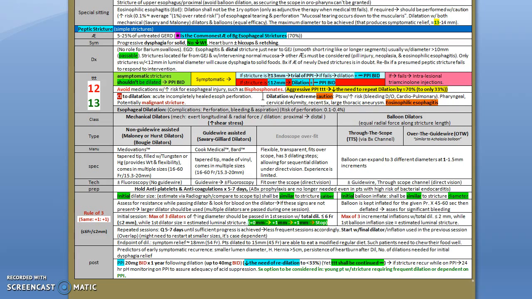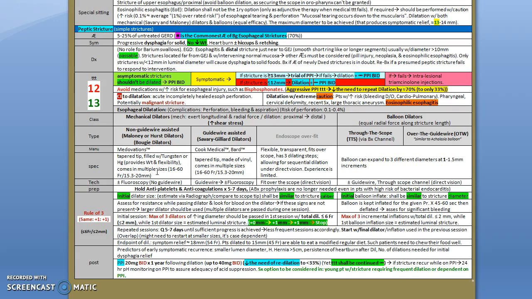Here are some types of different modalities and different dilators. Mechanical dilators mainly are stiff or hard equipment. We have three different types here. The non-guide wire assisted, which is the bougie dilators, the guide wire assisted Savary dilators, and endoscopic overfit. The two we usually use are the bougie dilators and the Savary dilators.